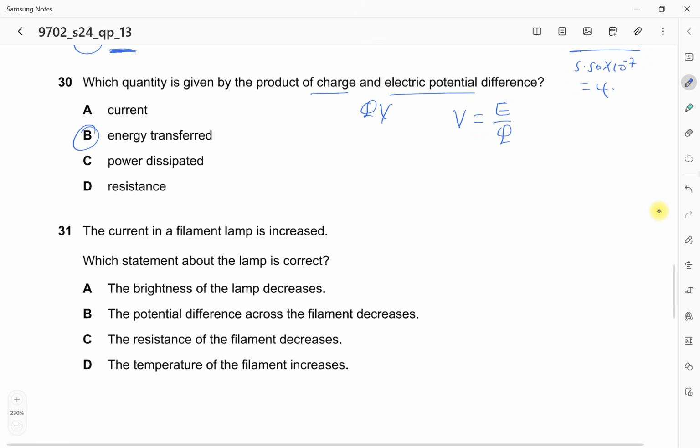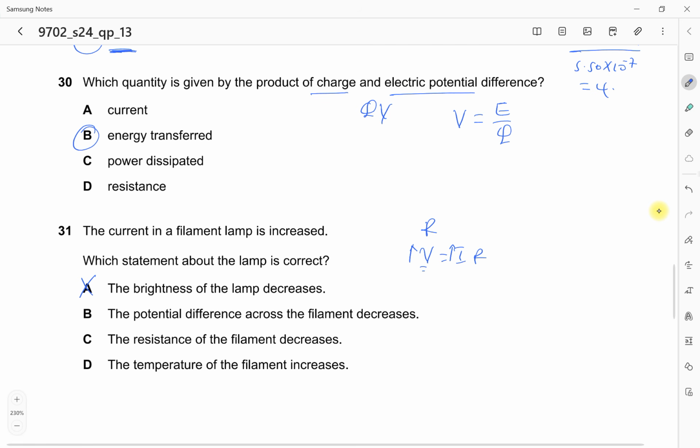The current in the filament lamp is increased, so I is increased. Which statement about the lamp is correct? So the brightness of the lamp decreases. So if the resistance is constant, then the PD is equal to I times R, and the PD is what determines the brightness. So the resistance is constant, the current has increased, the PD has increased, the brightness must increase. So A is wrong.